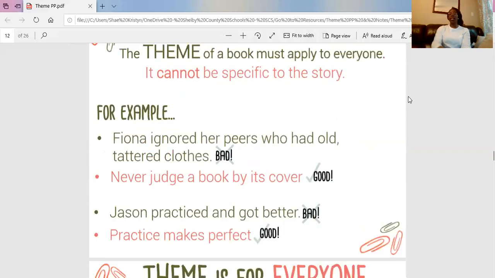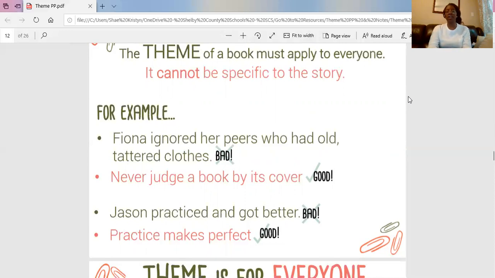Remember when we were talking and I was telling you that the things that we saw before weren't specific to the story? So when we look at this particular example here, notice that Fiona ignored her peers who had old tattered clothes. We consider that a bad theme because it cannot be specific to the story. Theme cannot be specific to the story. So that means it should not mention a character's name. It should literally describe the lesson that they learned.